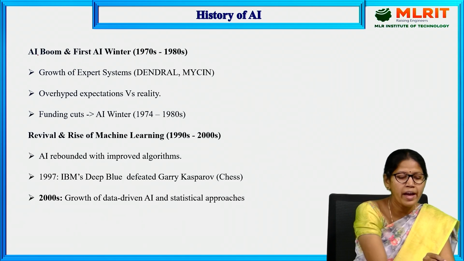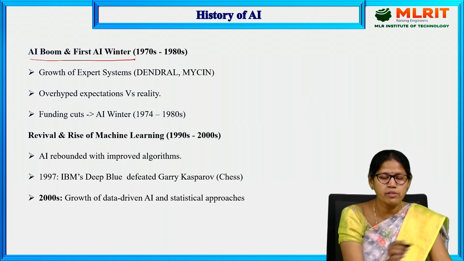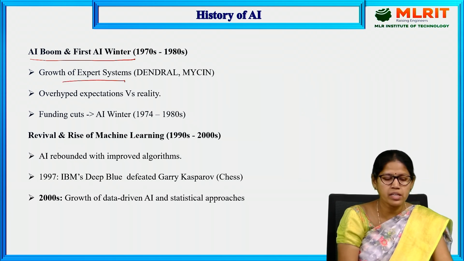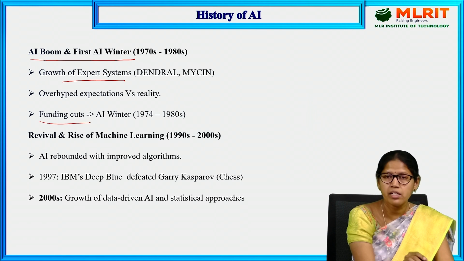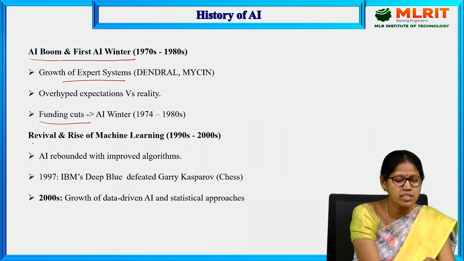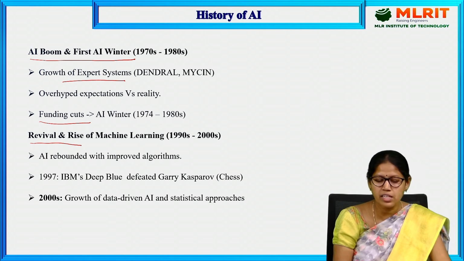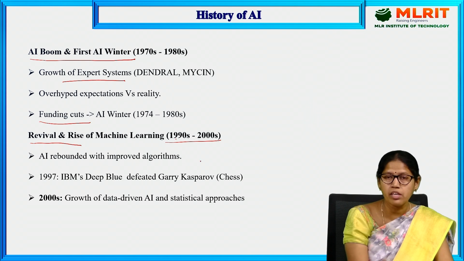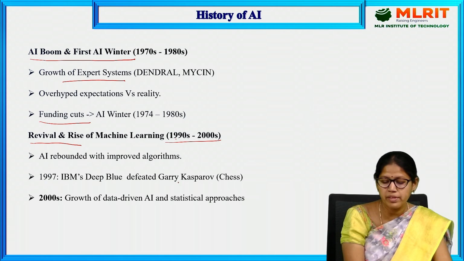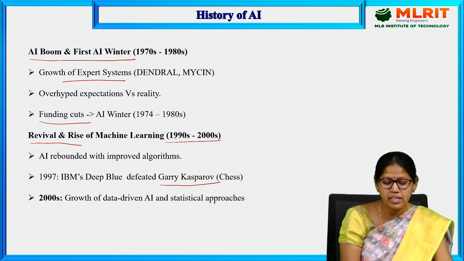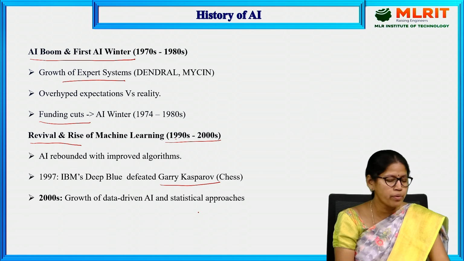Next, the AI boom and first AI winter. We have already discussed this in the diagram: growth of expert systems in the 1980s and funding cuts, the AI winter from 1974 to 1980. The next one, revival and rise of machine learning, 1990s to 2000. AI rebounded with improved algorithms. In 1997, IBM's Deep Blue defeated Garry Kasparov in a chess game. In 2000, growth of data-driven and statistical approaches.